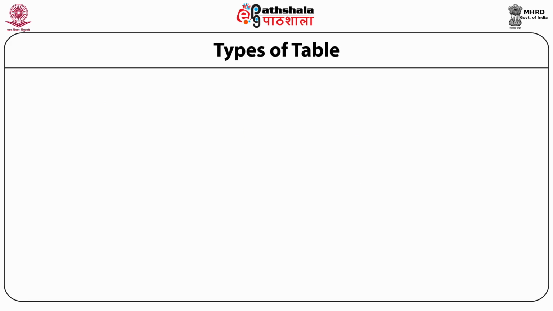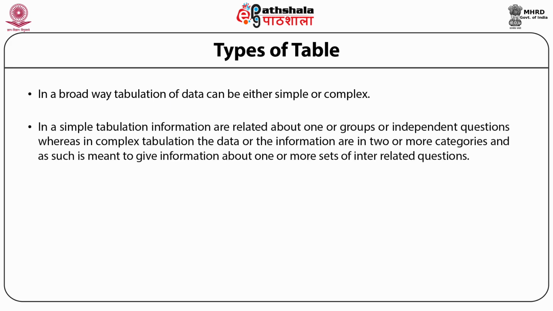Types of table. In a broad way, tabulation of data can be either simple or complex. In a simple tabulation, information is related to one or groups of independent questions, whereas in complex tabulation, the data or the information are in 2 or more categories and as such is meant to give information about one or more sets of interrelated questions.